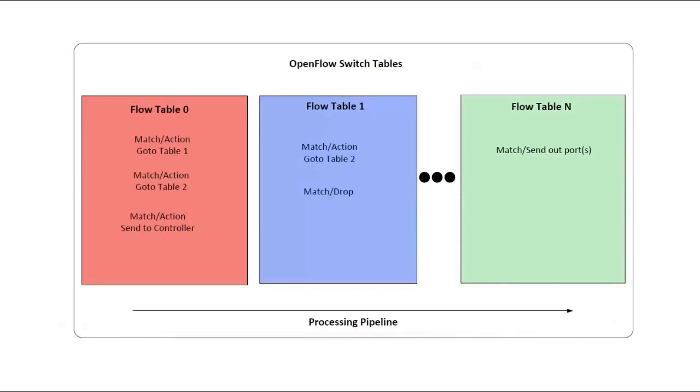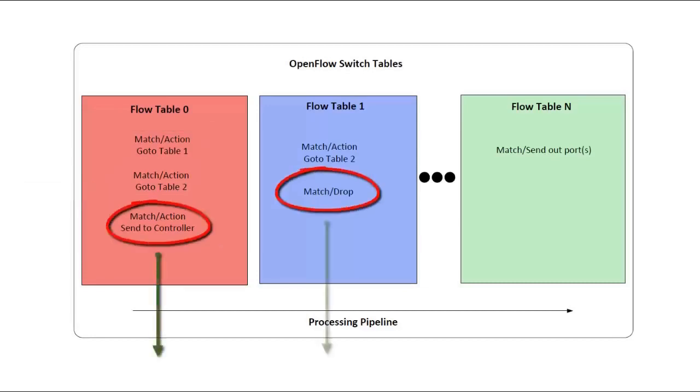OpenFlow tables. When a packet arrives at an OpenFlow switch, the processing pipeline begins with the lowest numbered table. Tables contain flow entries that have match fields, actions to take, and track statistics. The highest priority flow entry in a table that matches a packet is the one that will be used. The action might be to leave the processing pipeline.